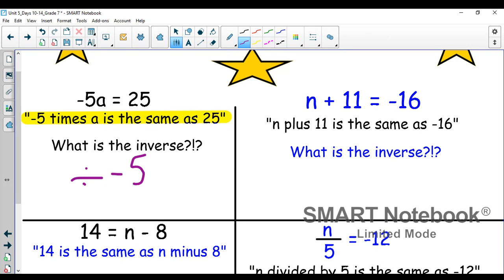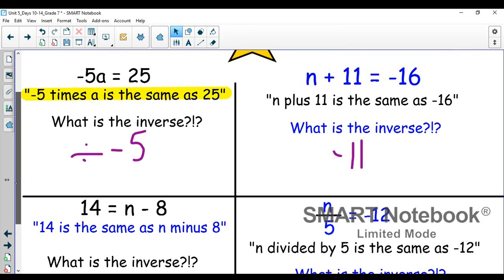The problem to the right, this is n plus 11 is the same as negative 16. Being able to read it out loud, you can hear it's n plus 11. So the inverse will be minus 11. So we'll have to subtract 11 from each side.